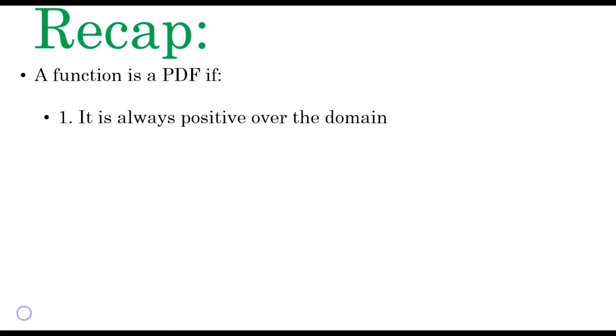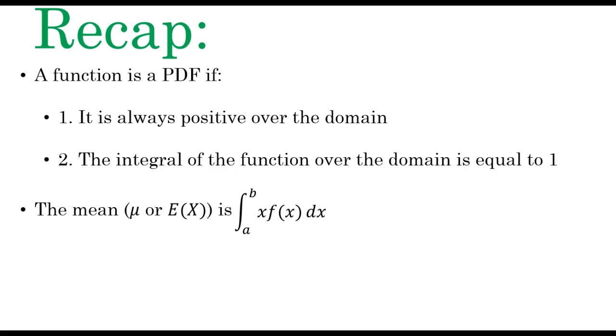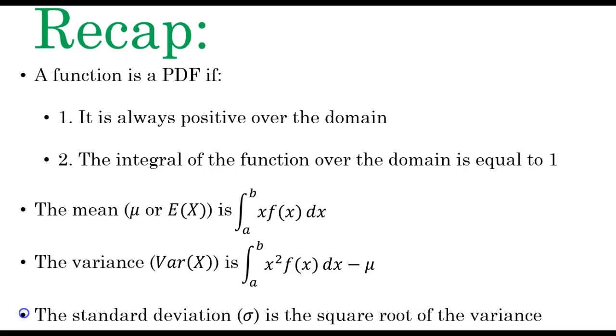That was mean and variance of a continuous probability density function. So we tested that it's always positive, and the integral over the domain is equal to 1. The mean is the integral of x multiplied by the function. For the variance, x squared multiplied by the function, and then subtract the square of the mean. And the standard deviation is the square root of the variance.